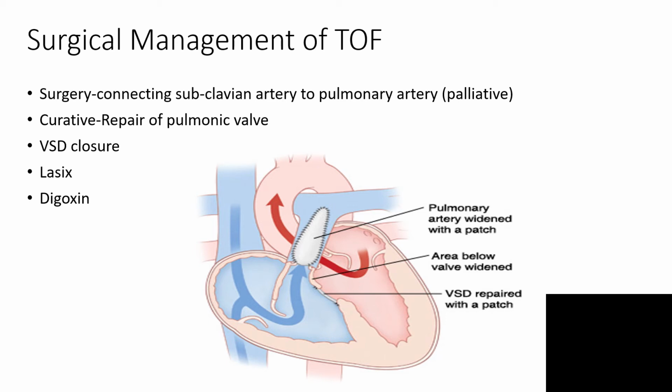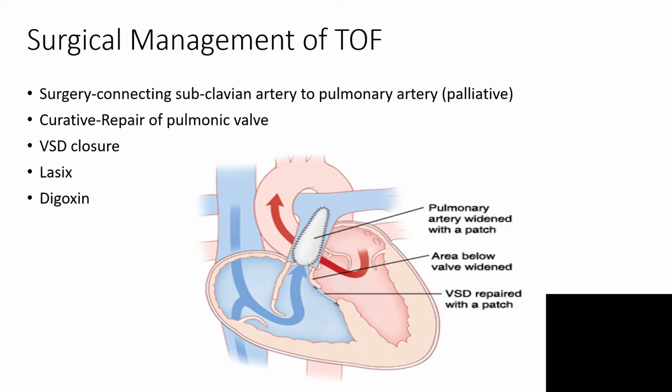Now, when they really want to fully repair the picnic, the curative repair is repair of the pulmonic valve. Remember, when they have narrowing or stenosis of the pulmonic valve, they are going to widen that. Then the septal defect, where we had a hole in the heart, they are going to put a patch over that.